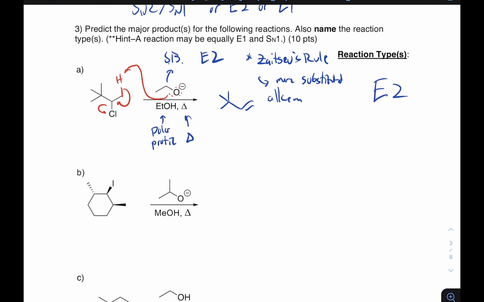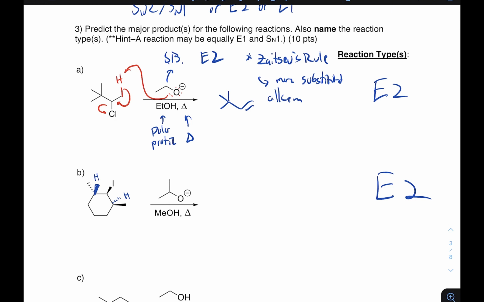For B, same things, right? Slightly different things going on here, but we have a strong base, and this is not particularly bulky. But it is a strong base. We have polar protic solvent and heat, again, E2 conditions. And now we have 2 different options here. We have 2 carbons with hydrogens on them. We have to keep in mind the chirality.